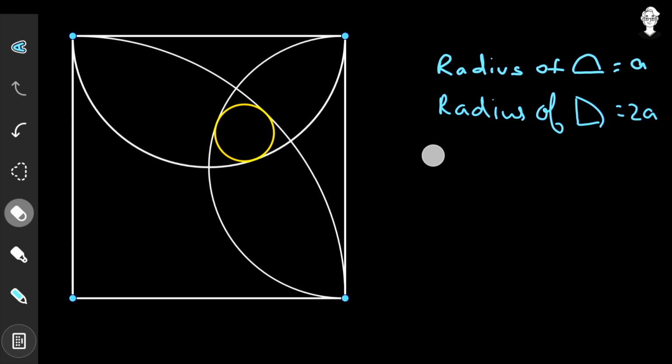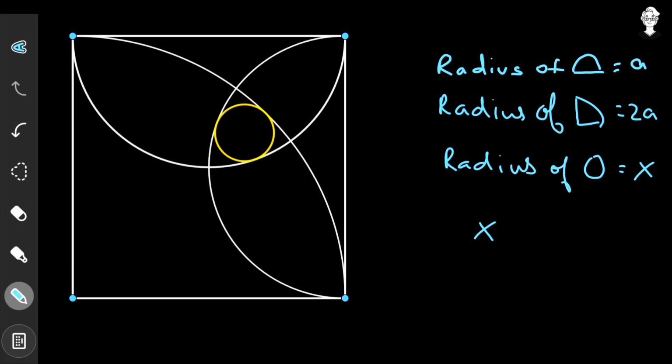Now what we have to find is the radius of this yellow circle in terms of a. So we are going to take the radius of this yellow circle as x. So now our goal is to get x in terms of a. For that we are going to mark some of the important points in this diagram. Not the points of the statement, but some of the important actual points.